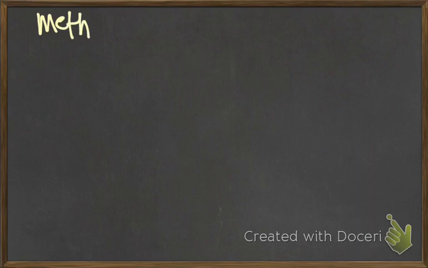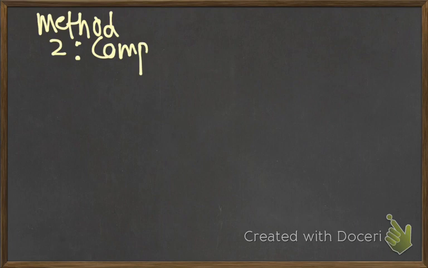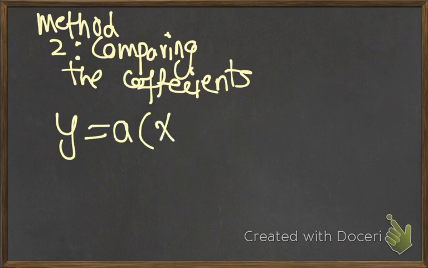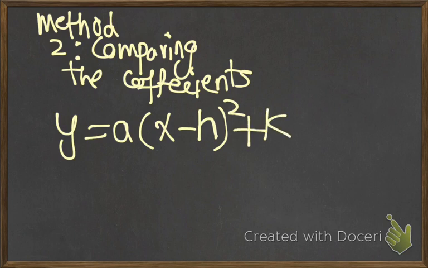Method number 2, comparing the coefficients. So basically what happens is that the completing square form is y is equal to a multiplied by (x minus h) the whole thing squared, plus k.